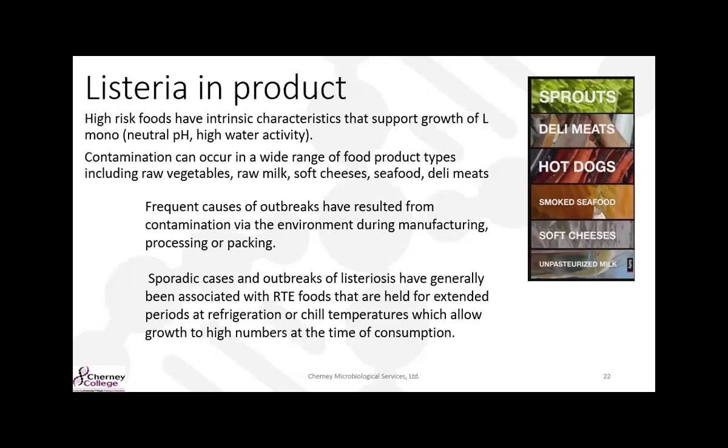So frequent outbreaks have resulted from contamination via the environment, either during your manufacturing process, during your processing, or during the packaging of that product. Sporadic cases and outbreaks of listeriosis have generally been associated with those ready-to-eat foods that are extendedly held for periods of time at refrigerated temperatures, which is going to allow, like I said, Listeria is able to grow in those cold temperatures.